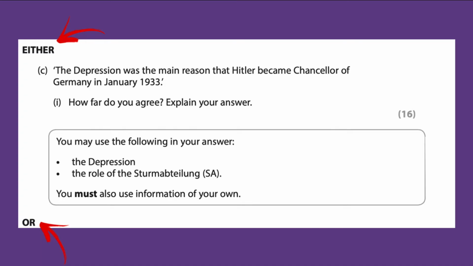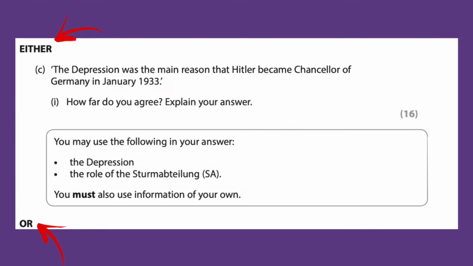You may use the following in your answer: the Depression, the role of the Sturmabteilung, SA. And as you can see, they've added this line over here. You must also use information of your own. The reason that must is bold is because it's very important for you to use your own information in this answer.